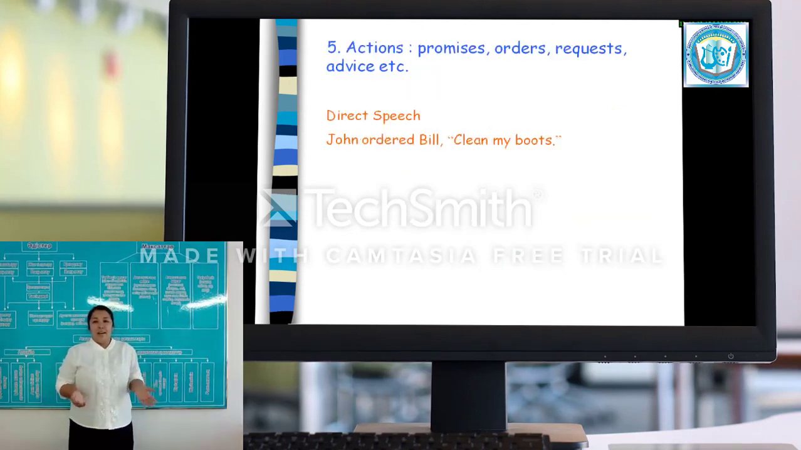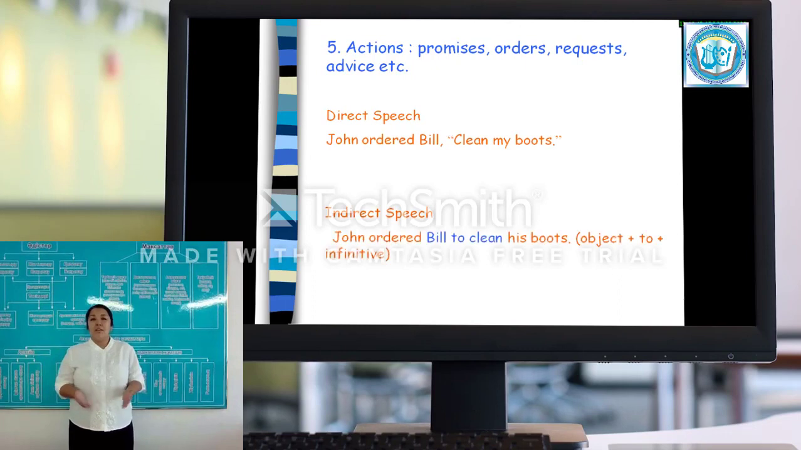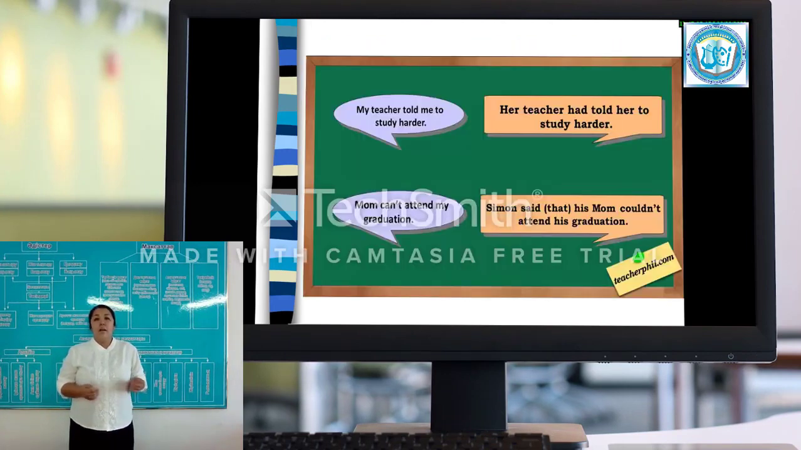The next: actions, promises, orders, requests, advice, etc. are also used in indirect speech, but we use here particle "to." John ordered Bill, "Clean my boots." In indirect speech, John ordered Bill to clean his boots. Object plus to-infinitive. My teacher told me, "Study harder." Her teacher had told her to study harder. "Mom can't attend my graduation." Simon said that his mom couldn't attend his graduation.